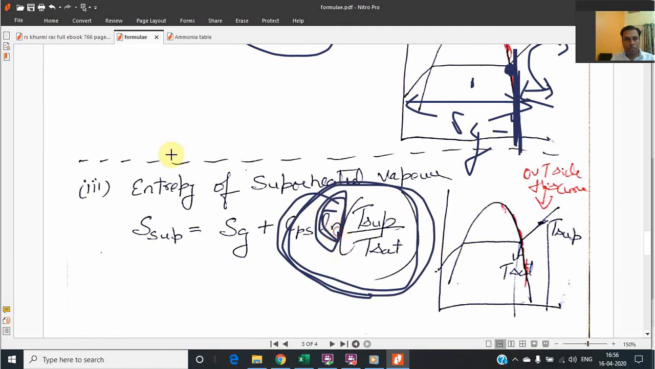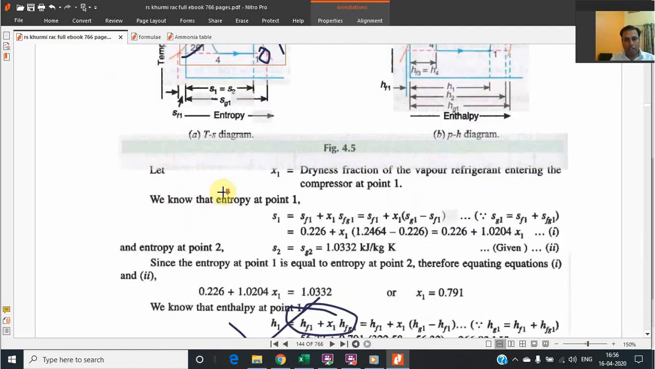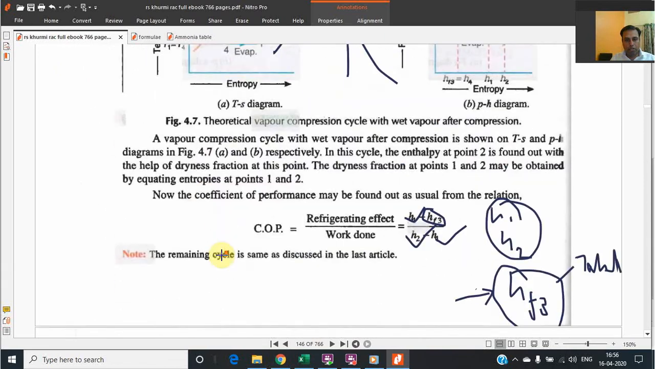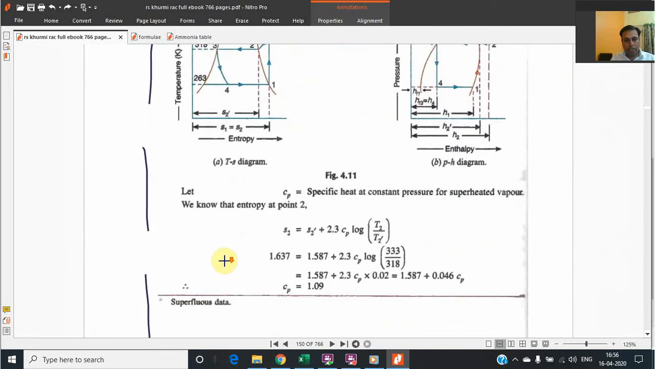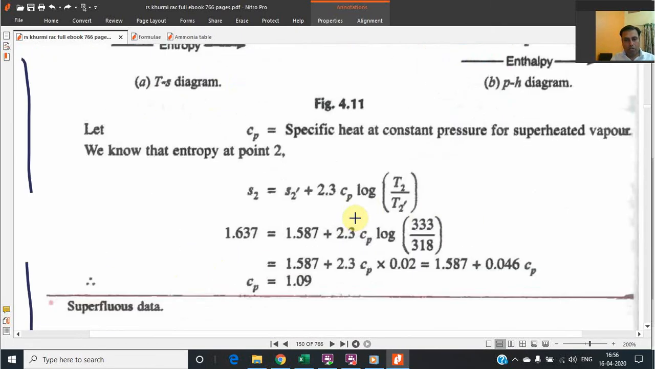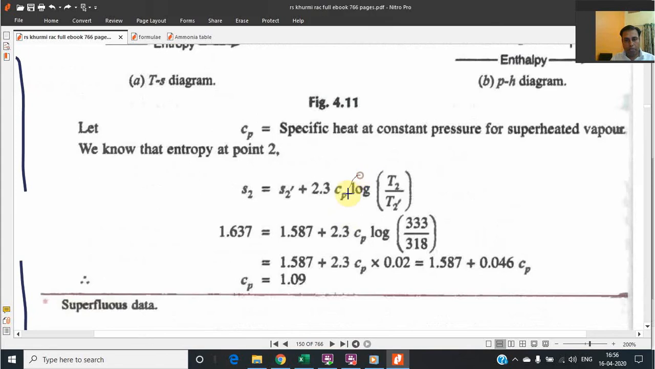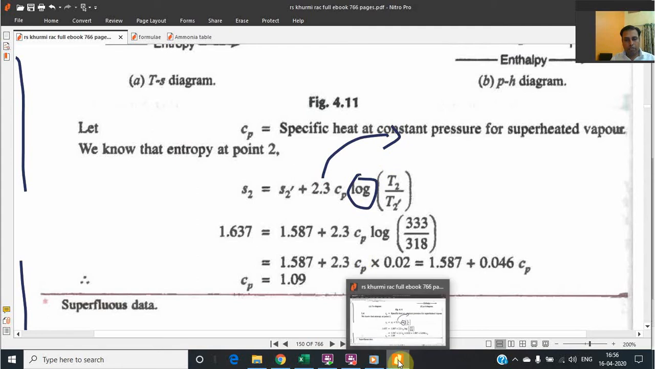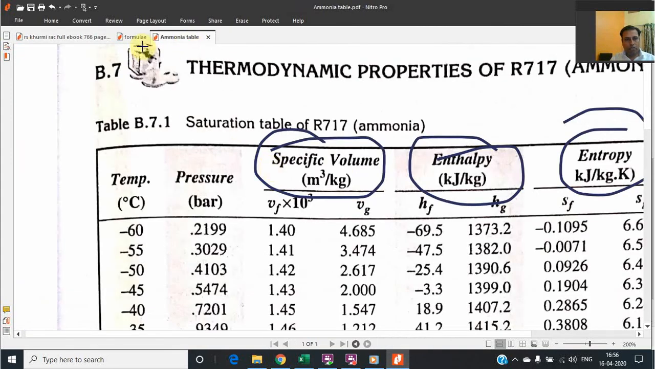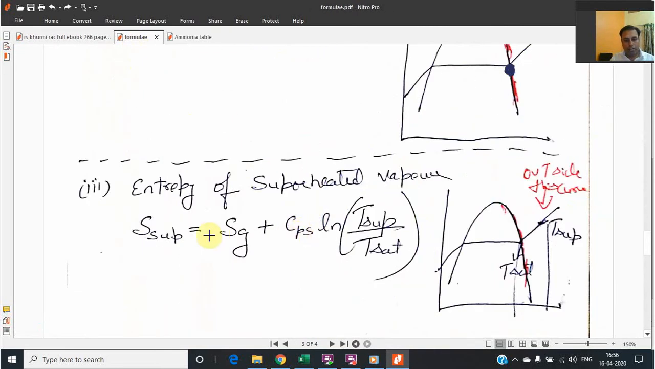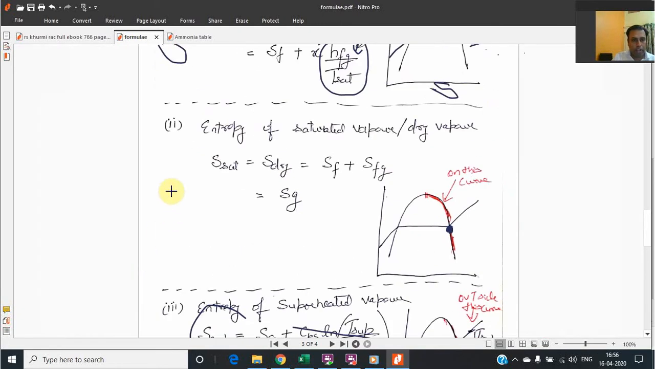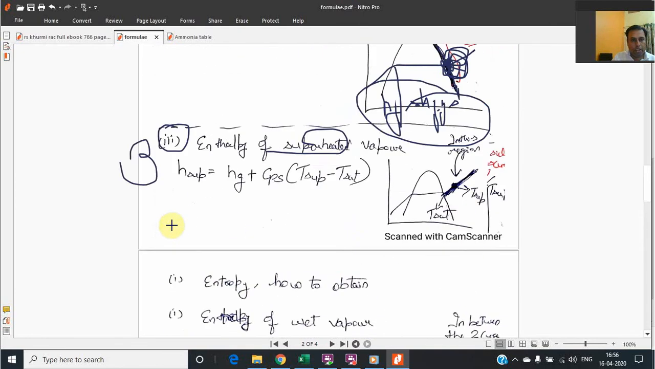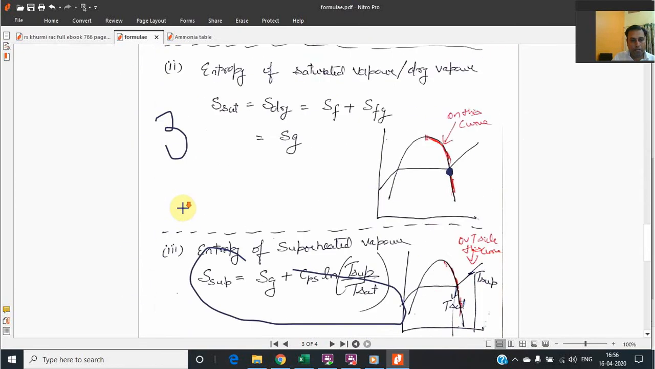Natural logarithm you have to learn, because in Khurmi for superheated cases, we will scroll down for superheated cases, they have not used natural logarithm, they have used logarithm at the base of 10. That's why they have used 2.3. So this is not the case with us, because in our case we will take the natural logarithm directly and obtain the entropy.